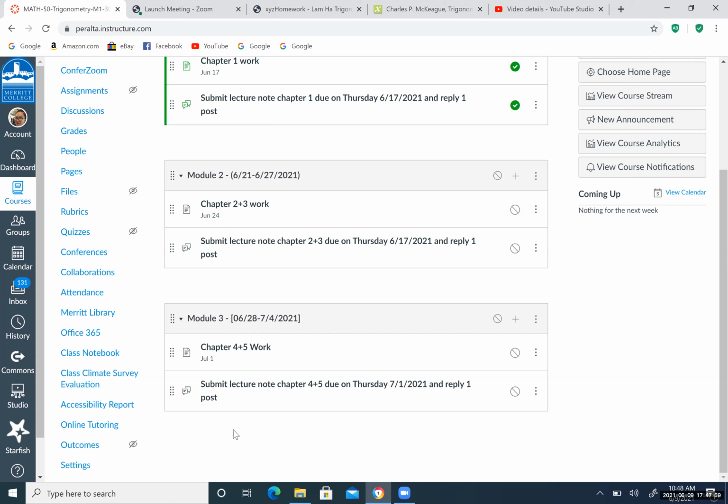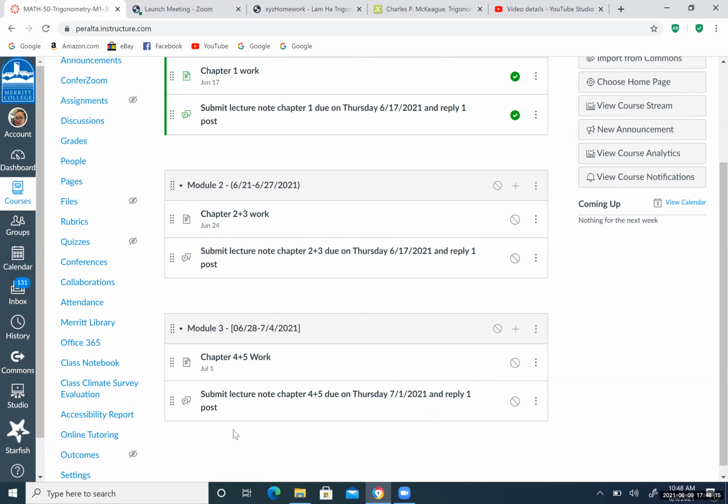Later on, for chapters 5, 6, 7, and 8, I will see how hard the material is, or how much material there is, then I will break it down. Otherwise, I will keep combining. Okay, so let's wait and see.